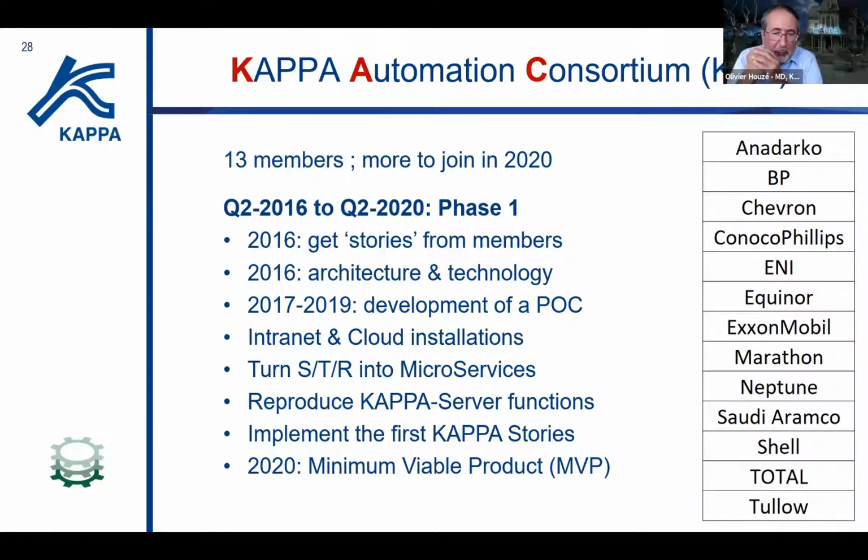this is what we had to do temporarily. And of course, we wanted to reproduce all the capabilities of KAPPA Server in this proof of concept. And finally, we implemented the first stories that we want to implement so that we can show you something new today. We are not completely finished. So in 2020, in a couple of months, we will promote the proof of concept to what is called the minimum viable product.